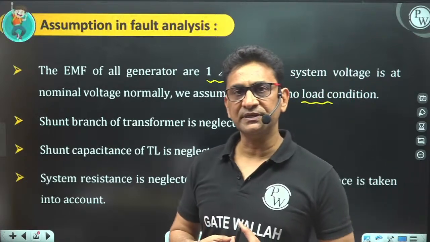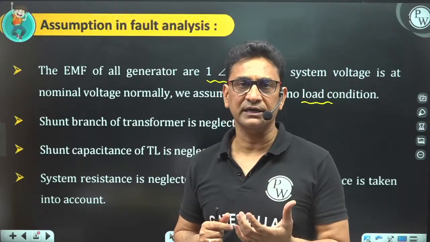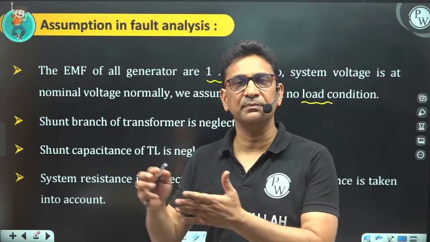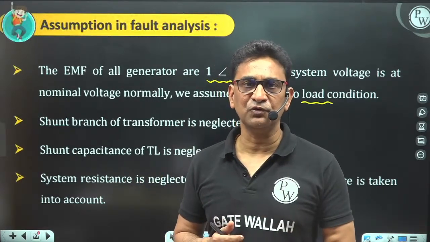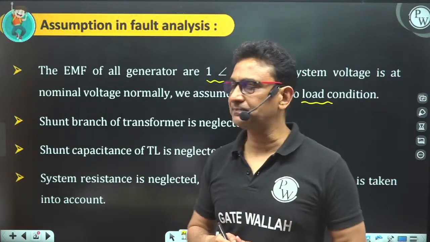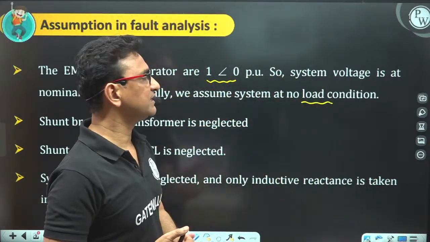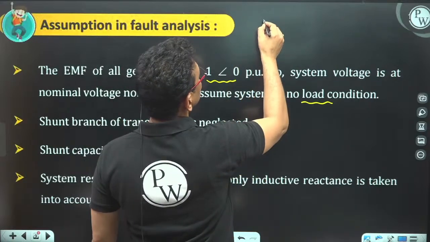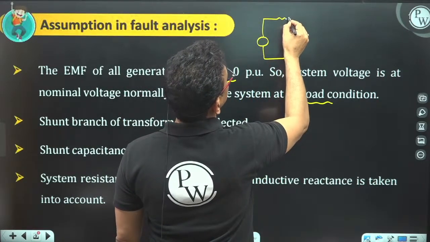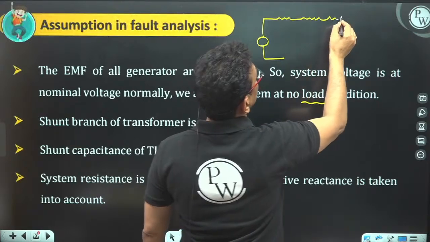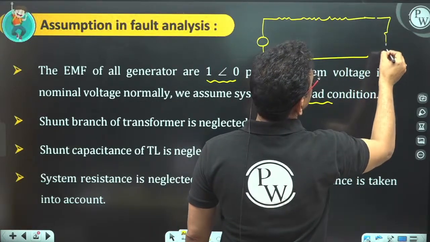Why do we assume this? Because the value of fault current is very, very high as compared to the value of load current. So generally we neglect the load current as compared to the fault current. See, if we assume that our system is working at no load condition, this is my source, and through the transformer and the transmission line, we are transmitting power to the load. This is my load.